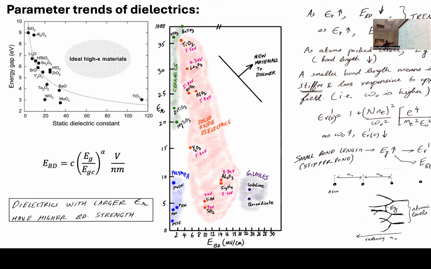In the same way, if you want to lower this frequency, you need to make the bond length larger. What happens when you make the bond length larger? You're reducing the band, you're reducing Eg. That's why when you have a higher dielectric constant, you essentially lower the band gap, and hence you have a much easier breakdown versus if it's a lower dielectric constant. Does that make sense?